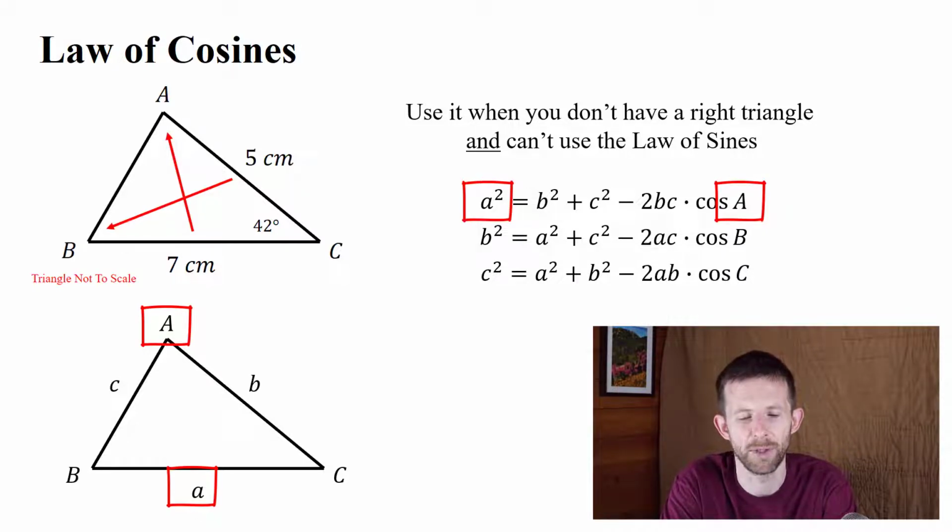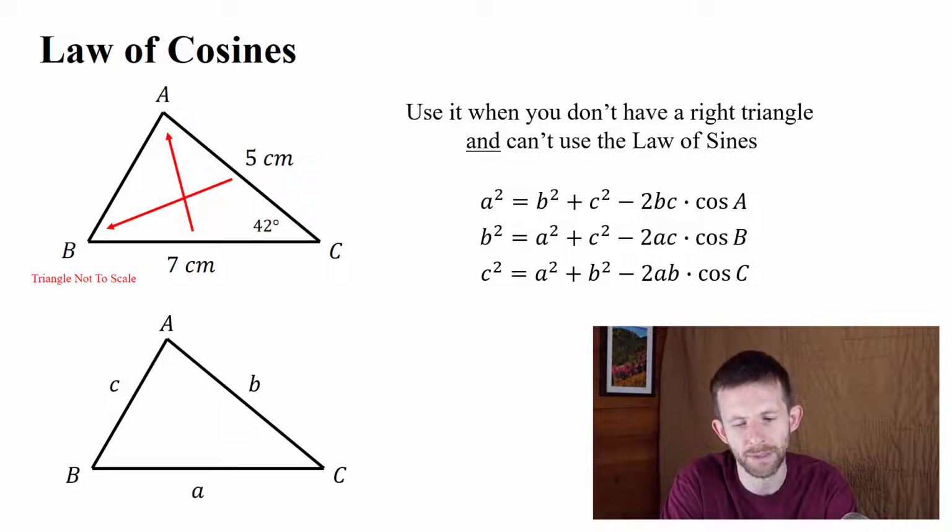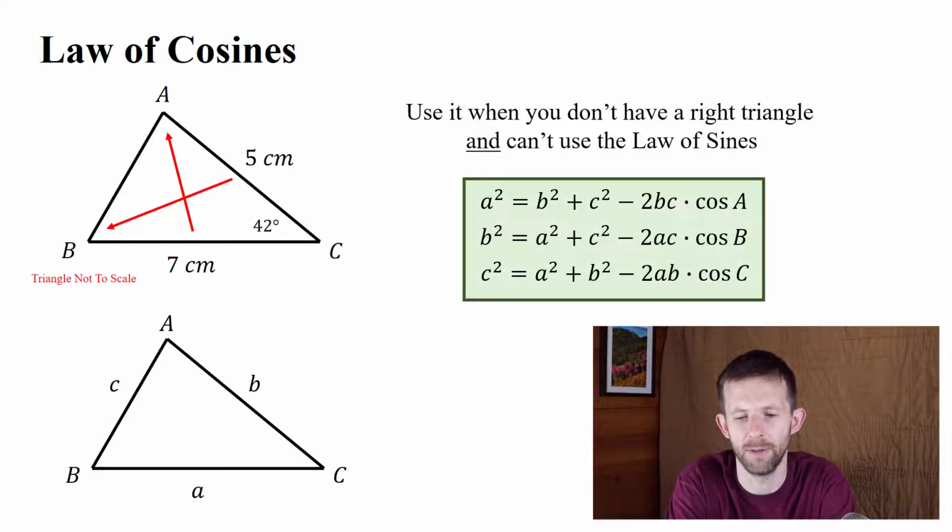So if I have b squared, it is a squared plus c squared minus 2ac times cosine of angle B. Now, at any given time, you're just going to use one of these. You don't have to know all three of them. But this just shows that depending on what side and what angle you're given, you can use a variation of any of them. So that is the law of cosines. Let's apply that.